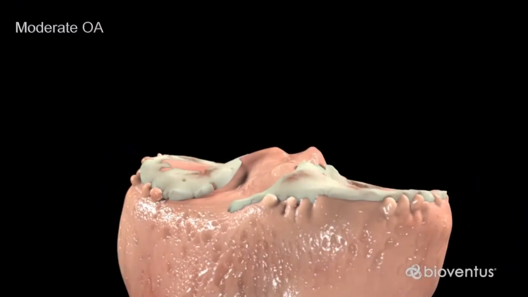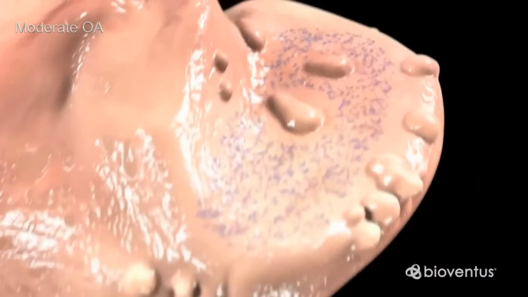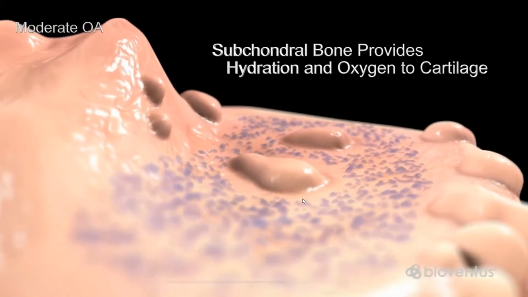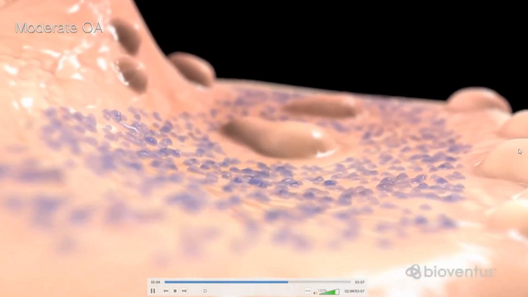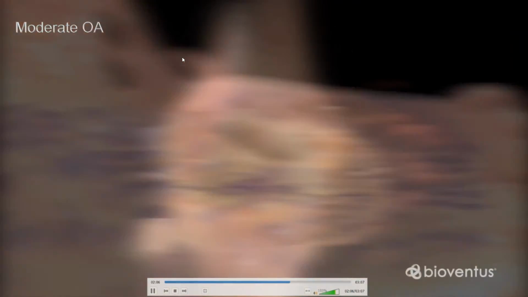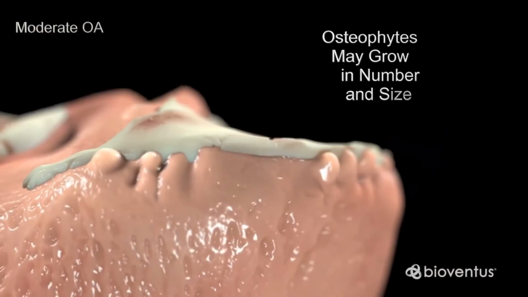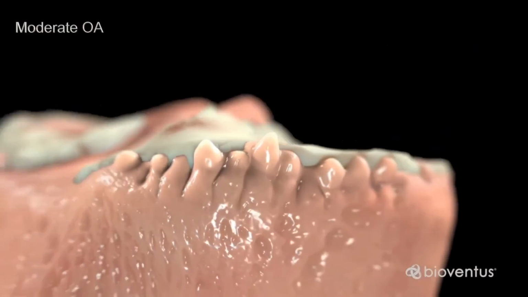Right, they're showing you the subchondral bone. This is damage to the subchondral bone. Osteophytes can even start in the subchondral bone itself, guys. But usually they are in the periphery, in these corner regions. See, osteophytes grow in number and size. This is what we said.